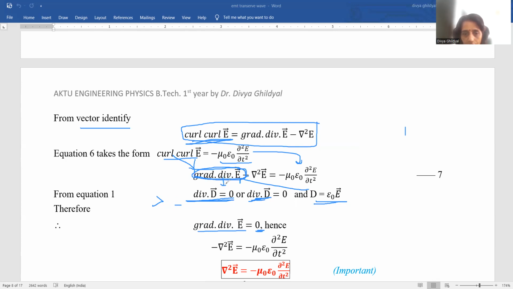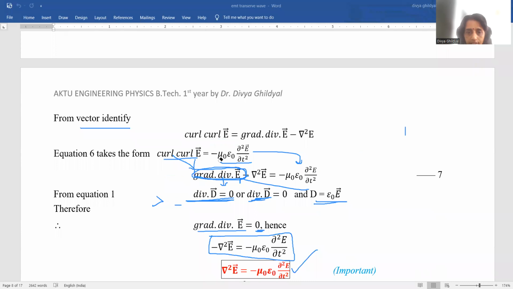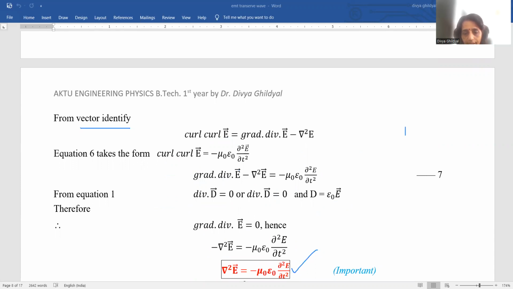So what are we left with now? Minus del 2E equal to minus mu naught epsilon naught del 2E by del T2. This is an important expression often asked in your AKTU paper. You will have to memorize step by step how I taught you to derive this expression using mathematical vector analysis and a few basic theorems. Okay.